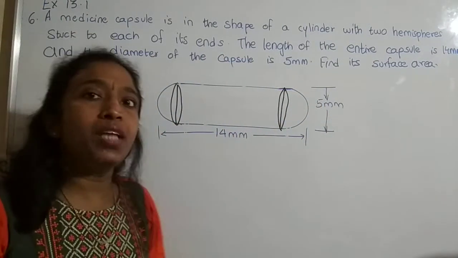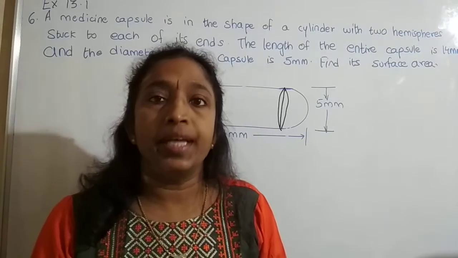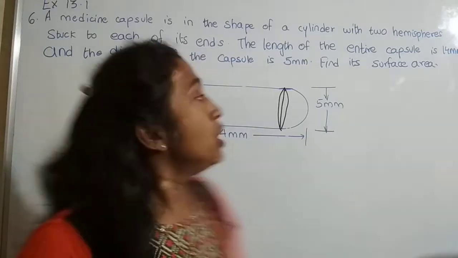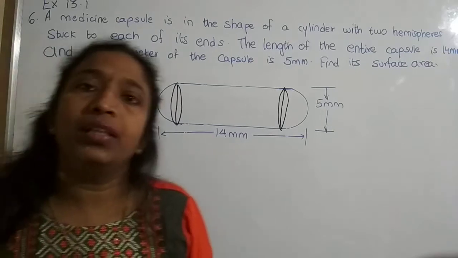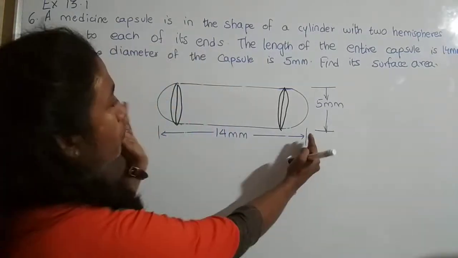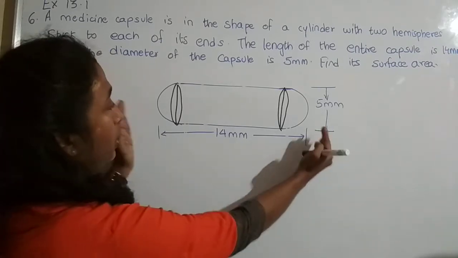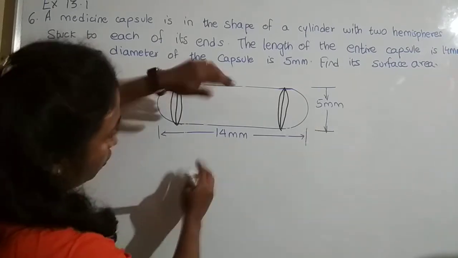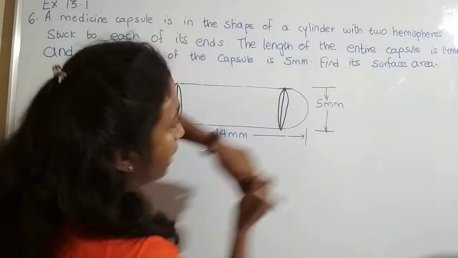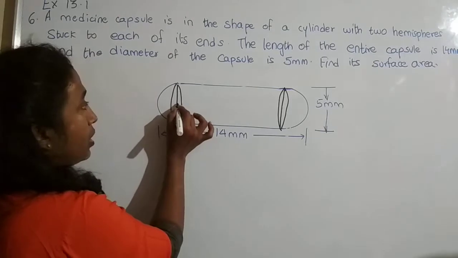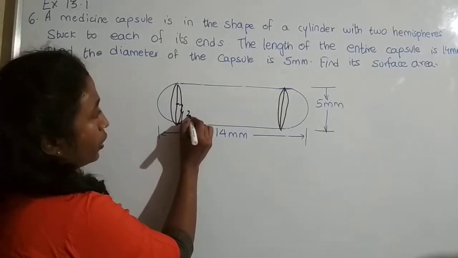Now the surface area of the cylinder, we know the formula. The formula for curved surface area is 2 pi RH. We know R because R is uniform for the cylinder and hemisphere; it is one and the same. Do we know the height of the cylinder? We can find it very easily, because the total height of the capsule is given as 14 millimeter. We know 5 millimeter is the diameter, so we can find the radius: 5 divided by 2 gives 2.5.